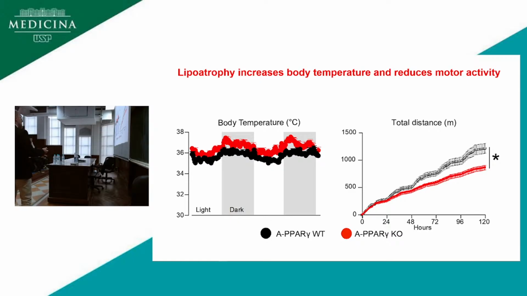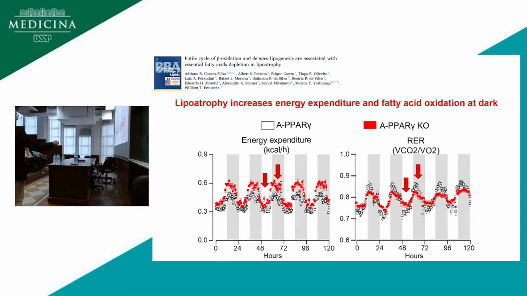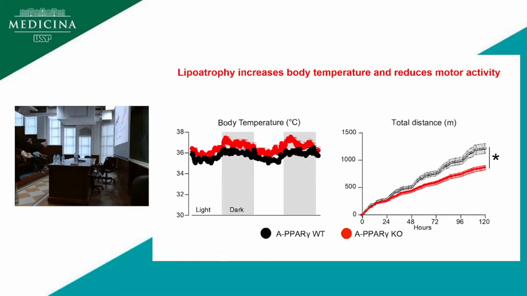And also, we measure activity of these mice in this cage. And as you can see here, the lipoatrophic mice show very low levels of activity. They do move less in the cage than control mice. So that increasing energy expenditure is also not related to change in locomotor activity.